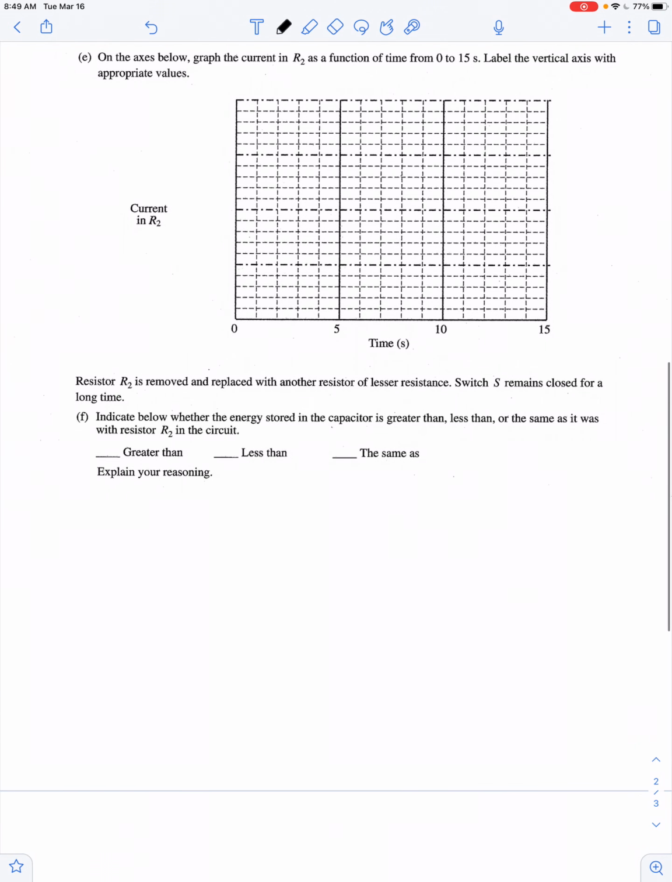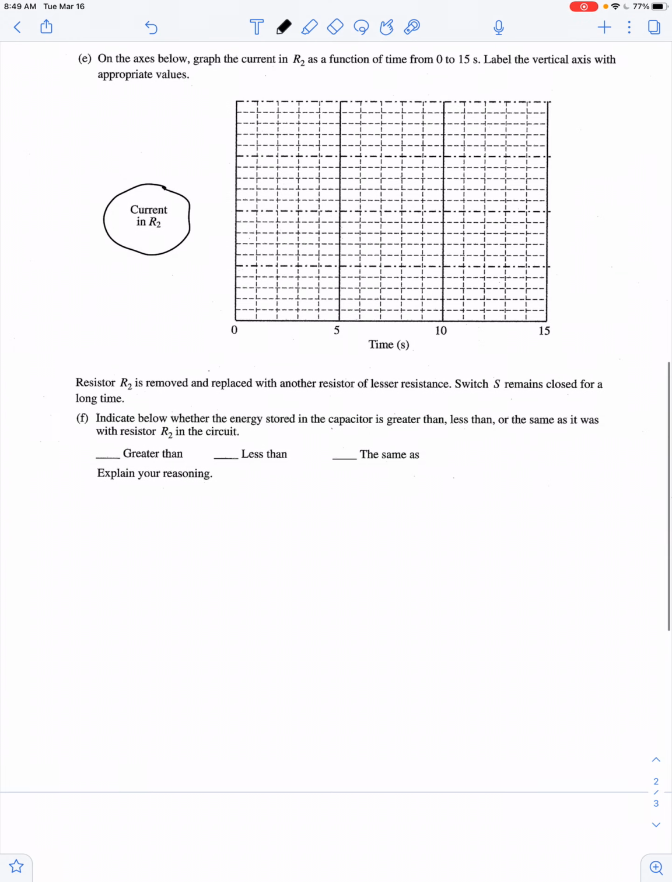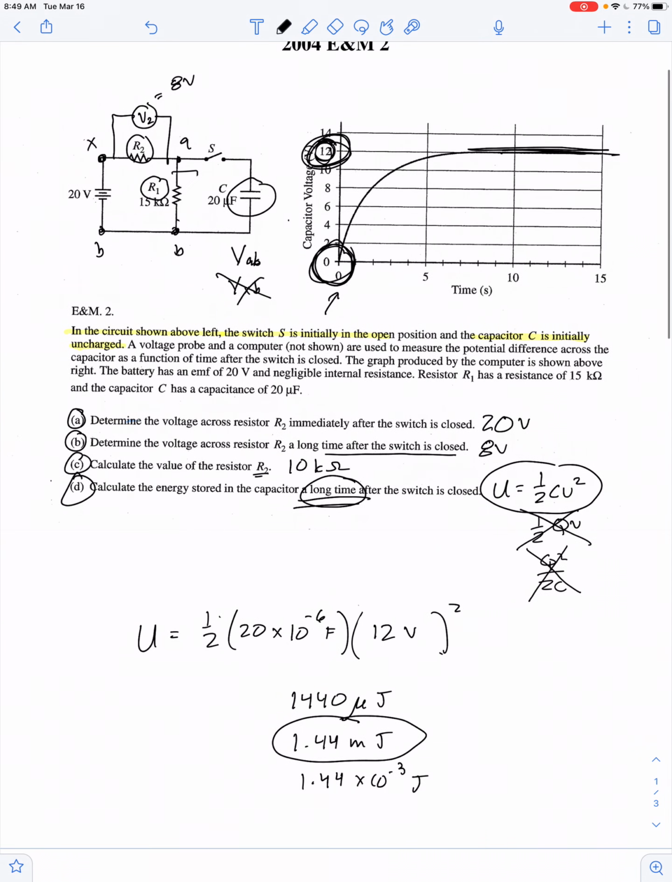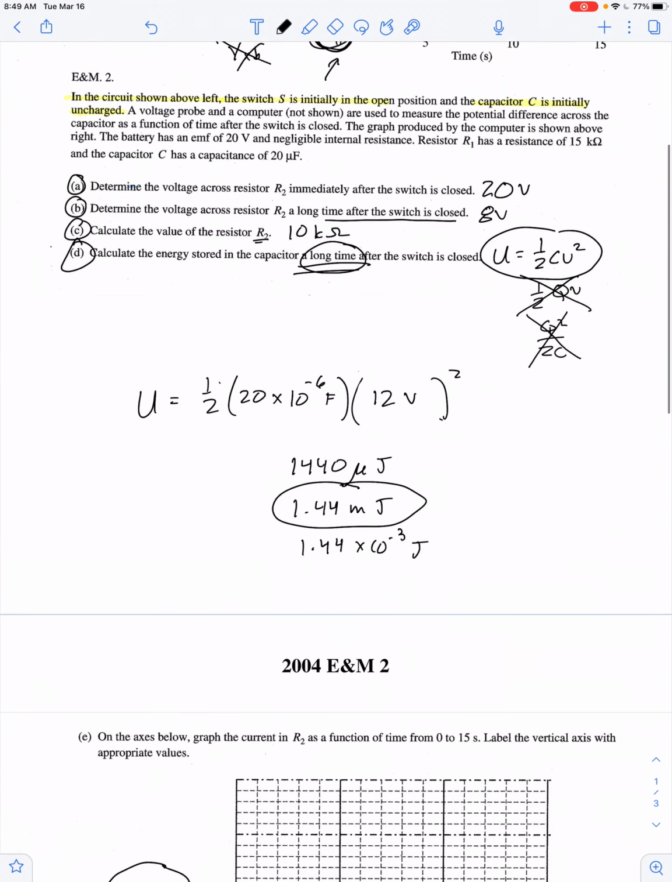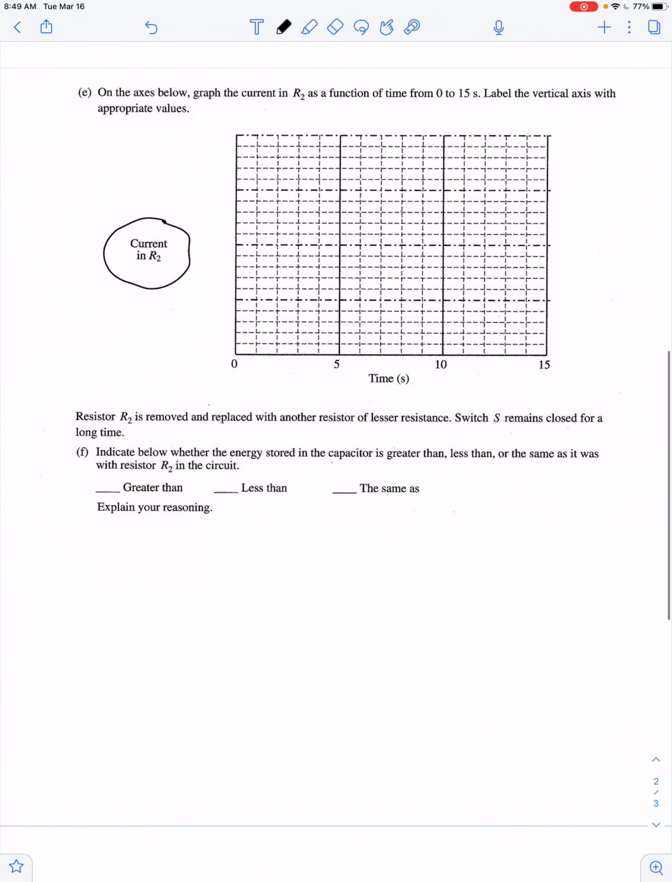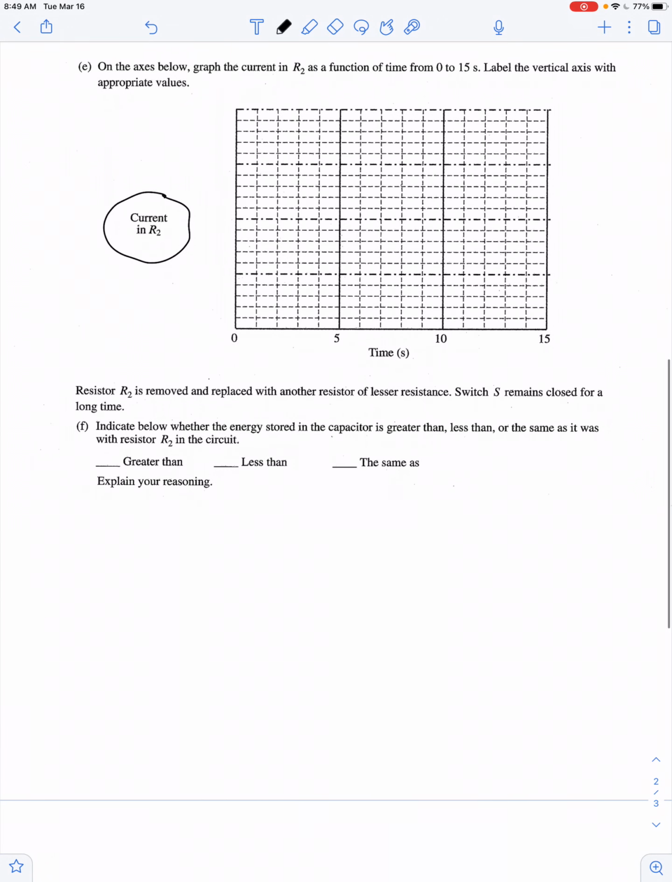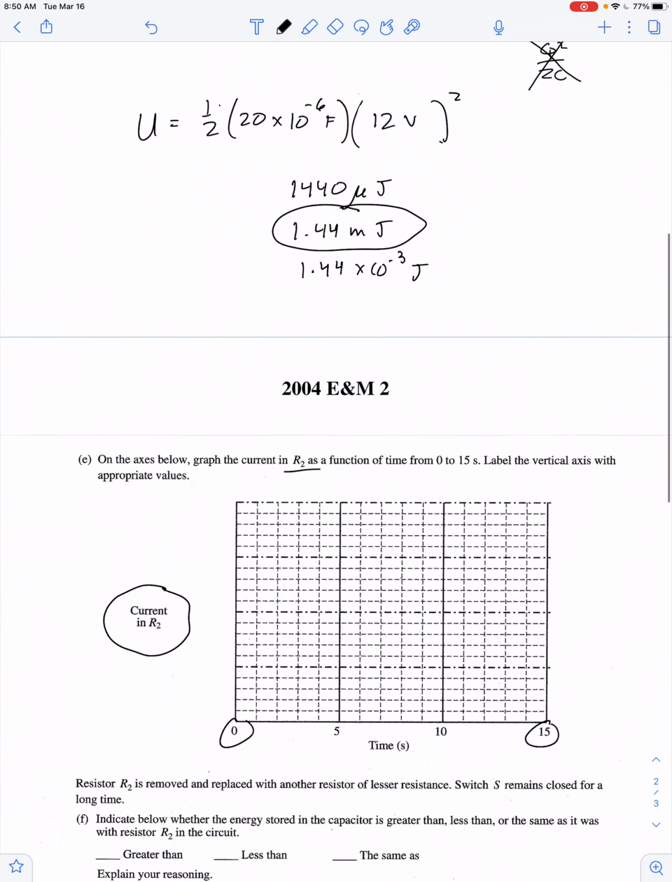So now we've got a graph of the current in resistor number 2. Which one is resistor number 2? Yeah, this one, the one that was initially unknown, but now we know it happens to be 10 kiloohms. We have to make the graph of the current through that resistor as a function of time from 0 to 15 seconds. Okay. Well, let's see.